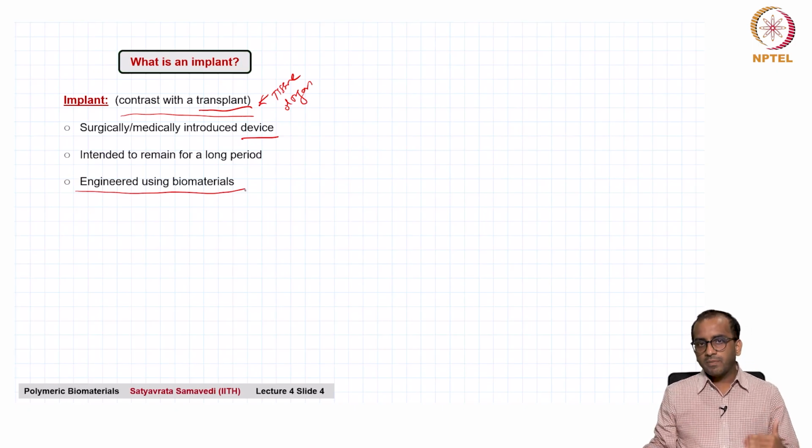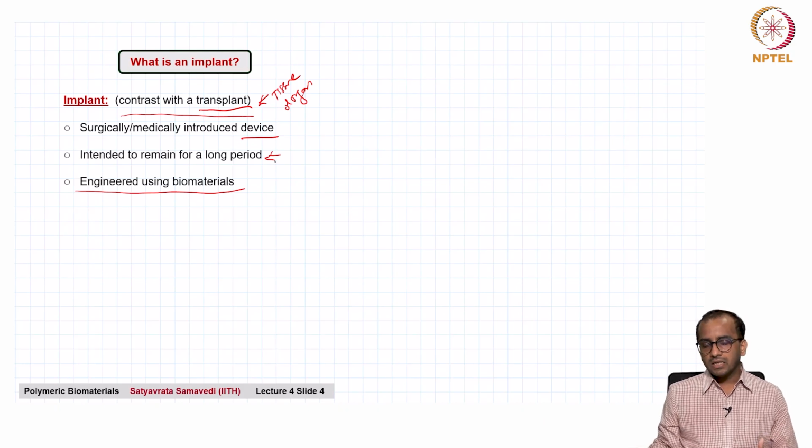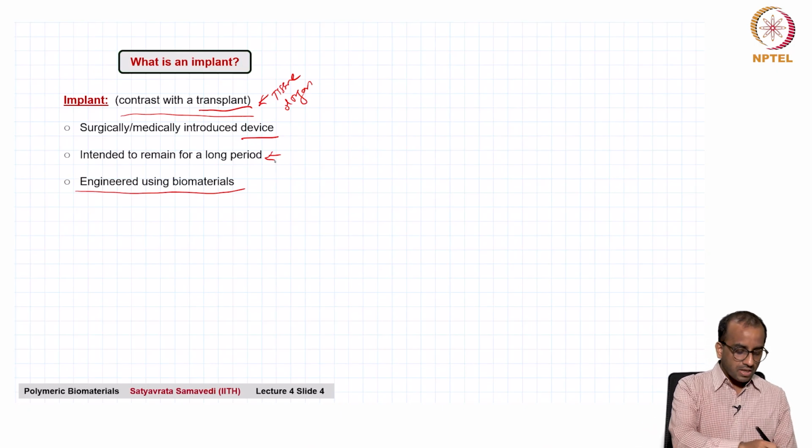Now, some of these biomaterials could involve natural polymers, but the device itself, the way it is made, is all man-made. And because it is implanted, it is typically intended to remain for a long period of time, because it's going to serve that function for that period of time. So either after that time period it needs to be replaced in some cases, or after that time period it may, for example, a polymer might degrade and its functionality may no longer be required, depending on the context.